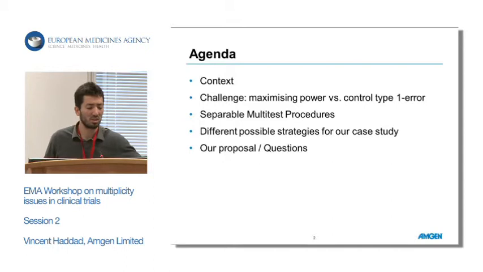And I will explain that to open the gate for testing the secondary endpoint, we need a separable multi-test procedure if we want to be really strict, according to some recent publications. And then I will go through the different strategies we thought about, explain our proposal, and ask questions. Next slide, please.